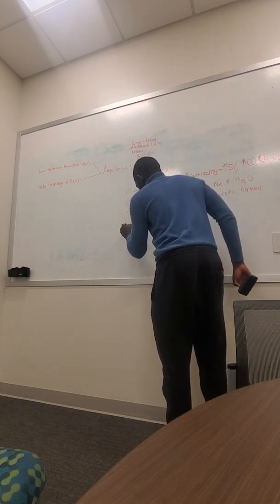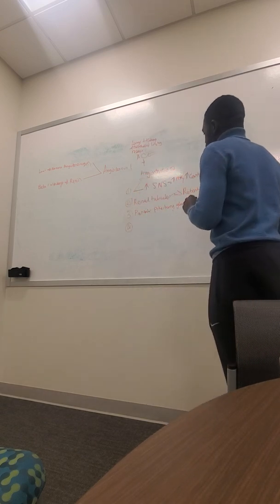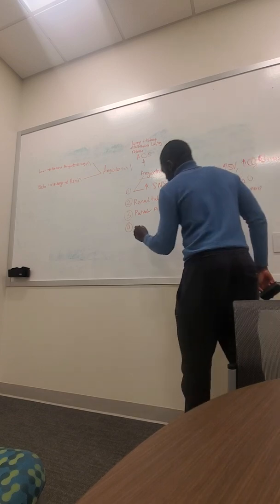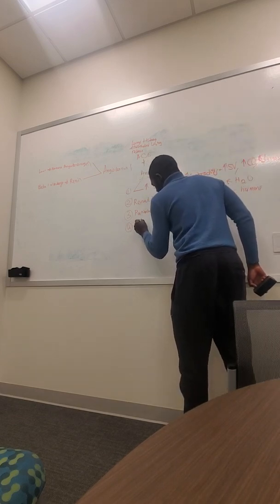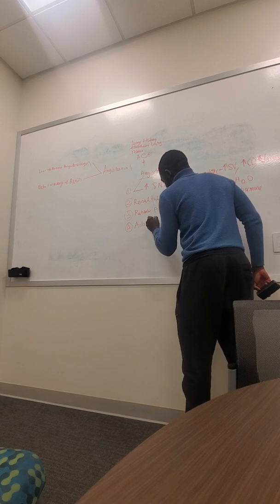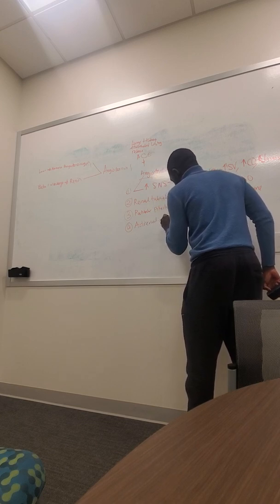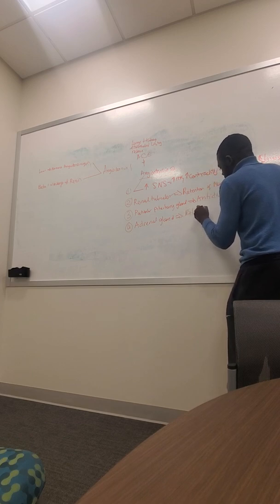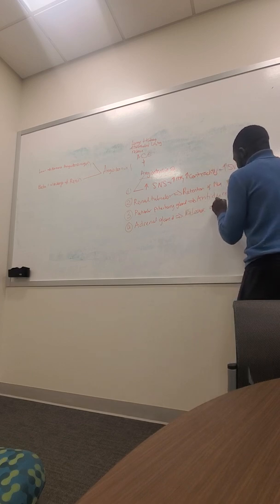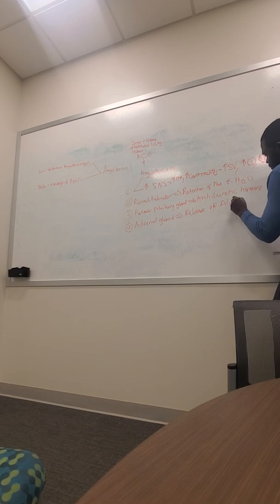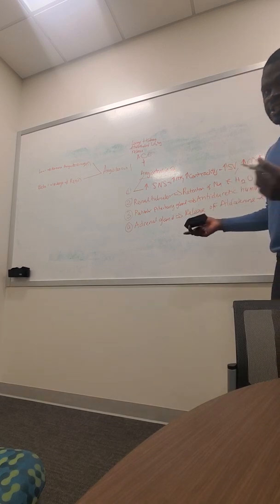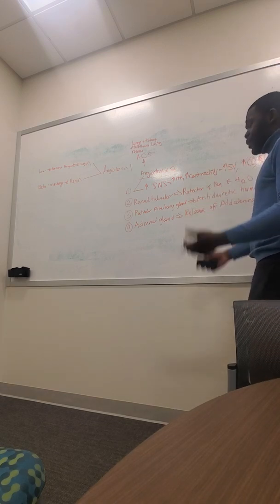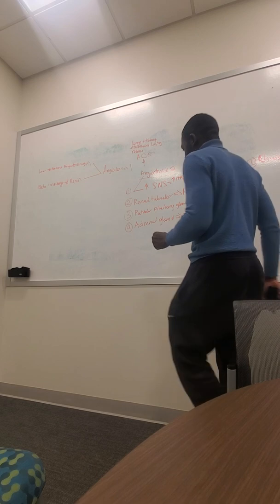And number 4, angiotensin 2 goes into the adrenal gland, and causes what? Release of aldosterone. And aldosterone causes an increase in blood pressure by holding on to sodium and water.